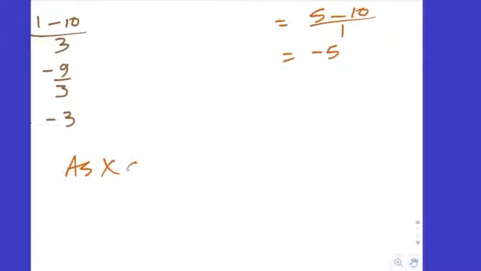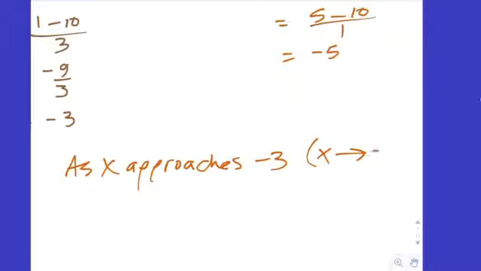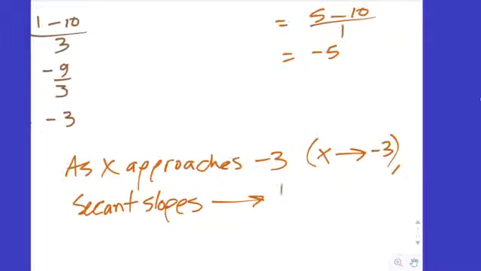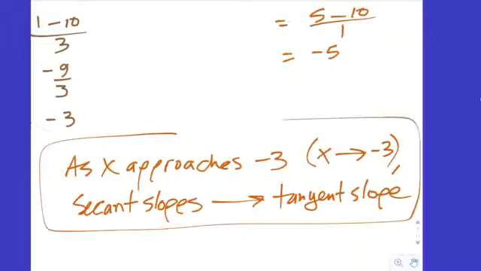So let's go ahead and say this. As x approaches negative 3, we write that mathematically like this. As the other x value that I have to use, that's what I'm calling x, as it approaches negative 3, comma, the secant slopes approach the tangent slope. So that's a hugely important idea.